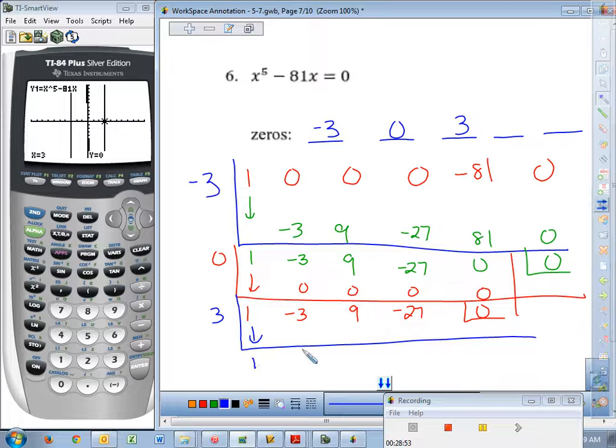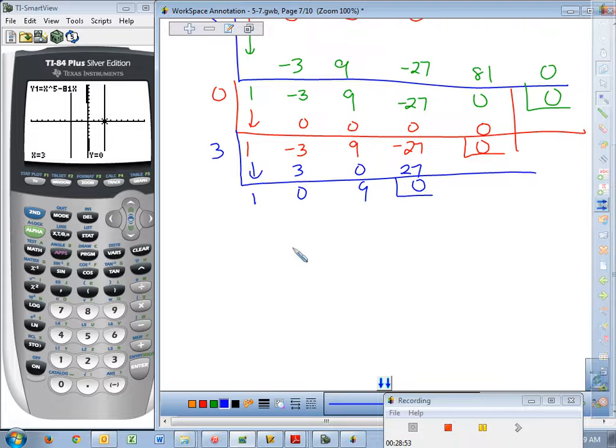One comes down. That would be 3. That's a 0. That'd be 0 and 9, and that'd be 27. And I got a remainder of 0. Sweet. This is really x squared plus 9 equals 0. Correct?